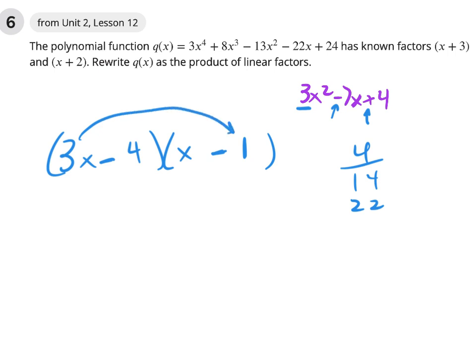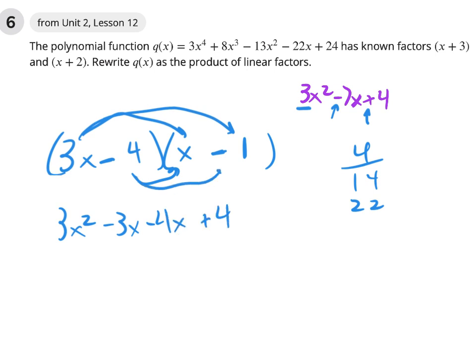So 3x times x is 3x squared. I know that works. 3x times negative 1 is negative 3x. Times that is negative 4x. Times that is positive 4. I get 3x squared minus 7x plus 4. So these are my factors. So x plus 3 is a factor.